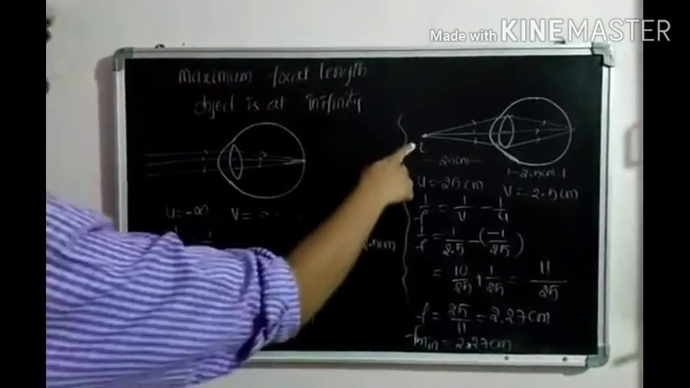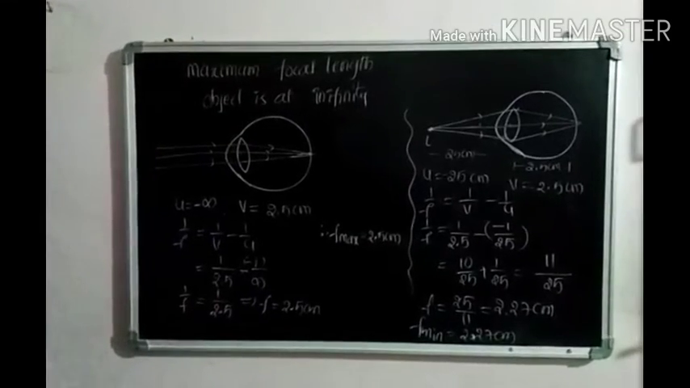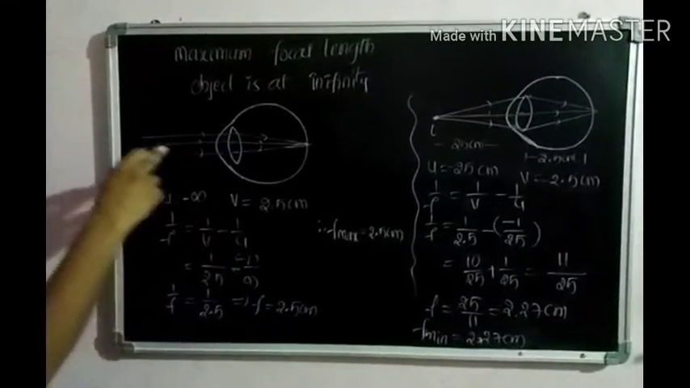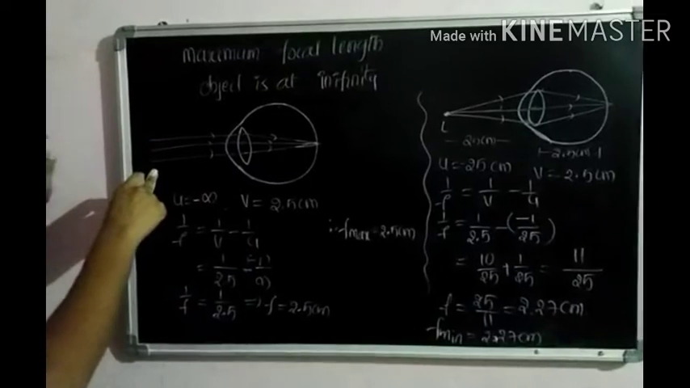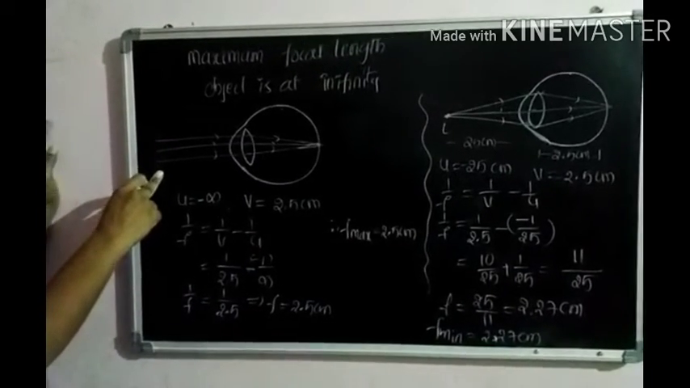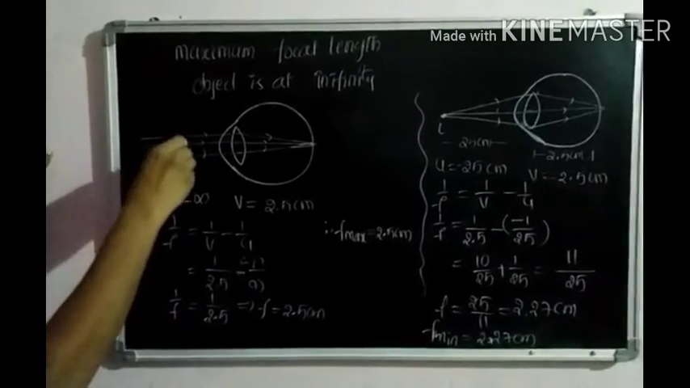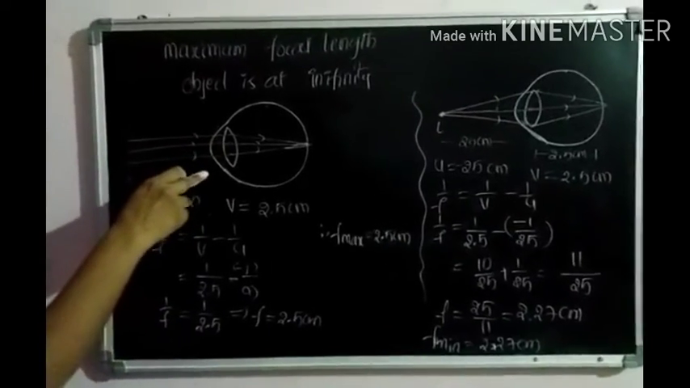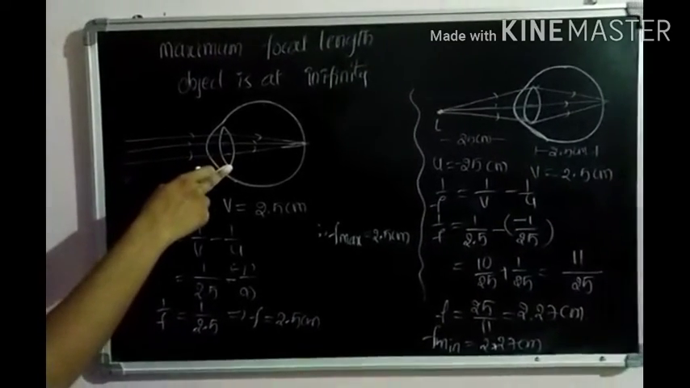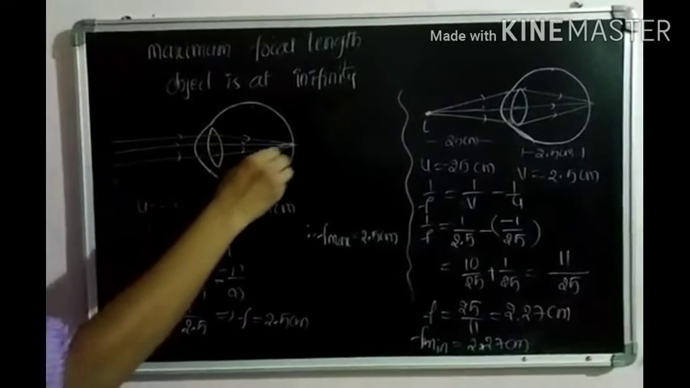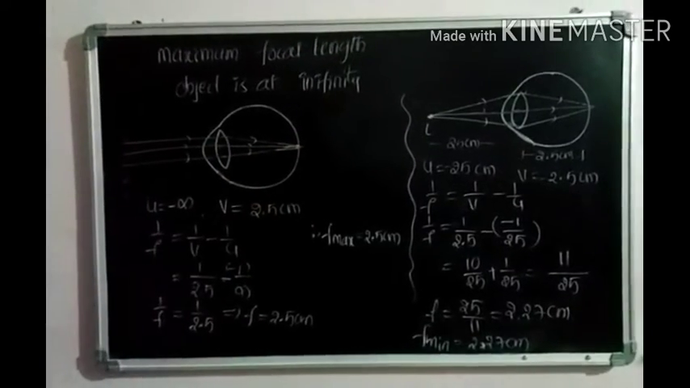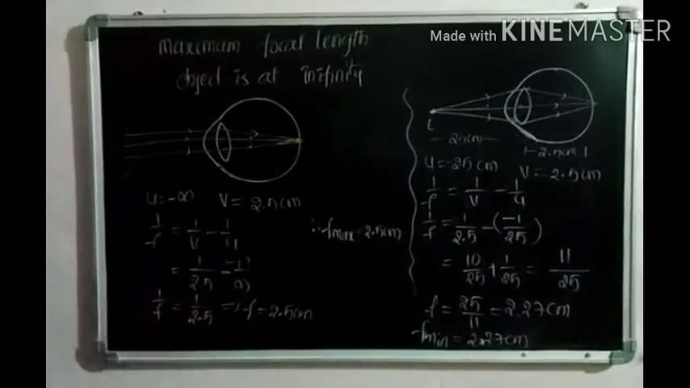Another one is the object at the least distance of distinct vision. First, I am taking an object at infinity. You know that the rays coming from an object at infinity are parallel. These parallel rays enter your eye, refract through the lens, and then reach your retina. So here we will get the image on the retina.